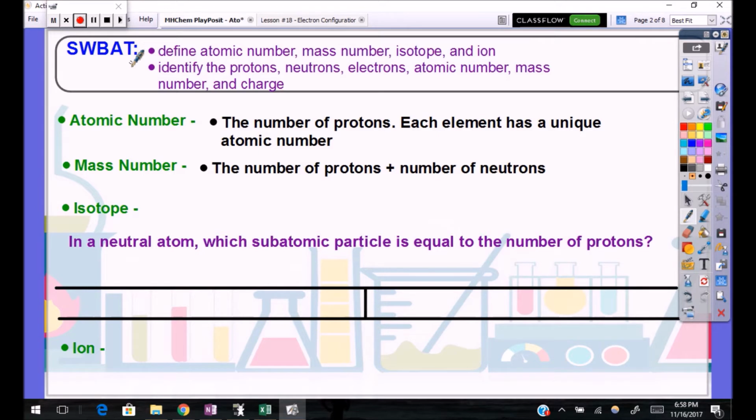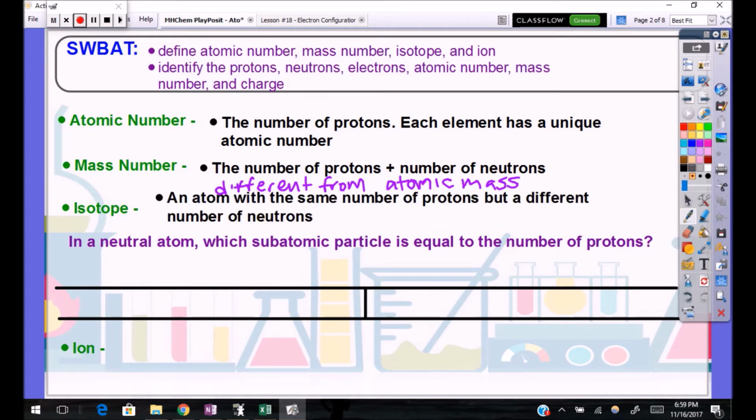Now it's important to note that the mass number is different from the atomic mass. When I say atomic mass, I'm talking about the average atomic mass, which is a weighted average of all of the different isotopes that we have. The average atomic mass is what you see on your periodic table. That is why it has decimals. The mass number is just protons plus neutrons. It is always a whole number.